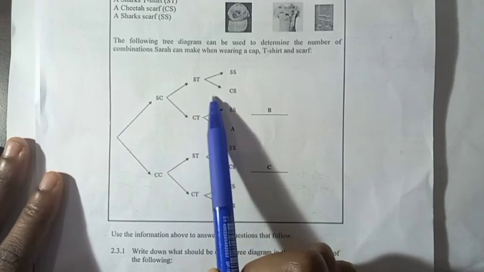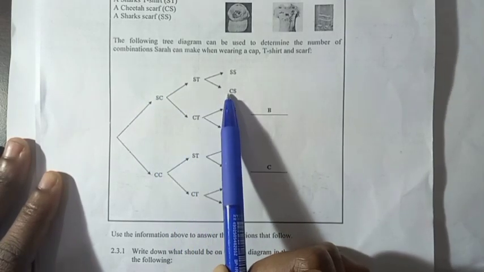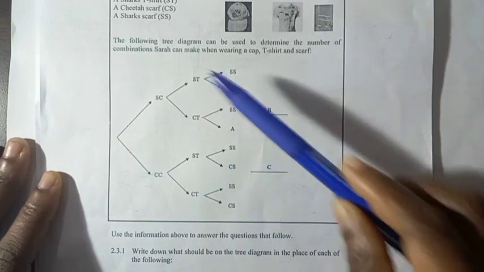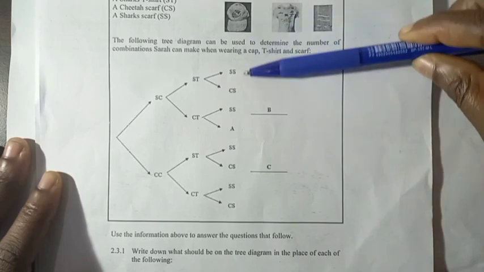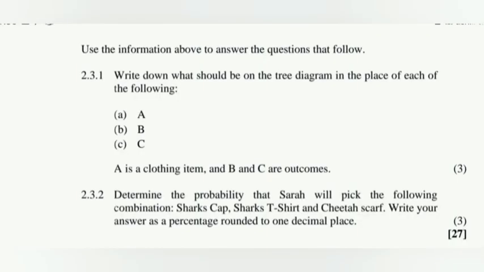Let's continue just trying to read it. So now, if I were to read the second one, it will be shark's cap, shark's t-shirt, and a cheetah scarf, right? So that's how you would read this outcome. And once you have all your outcomes, then you can do the probability. Let's see what the questions say. Write down what should be on the tree diagram in the place of each of the following, A, B, C. So they want us to complete the tree diagram.